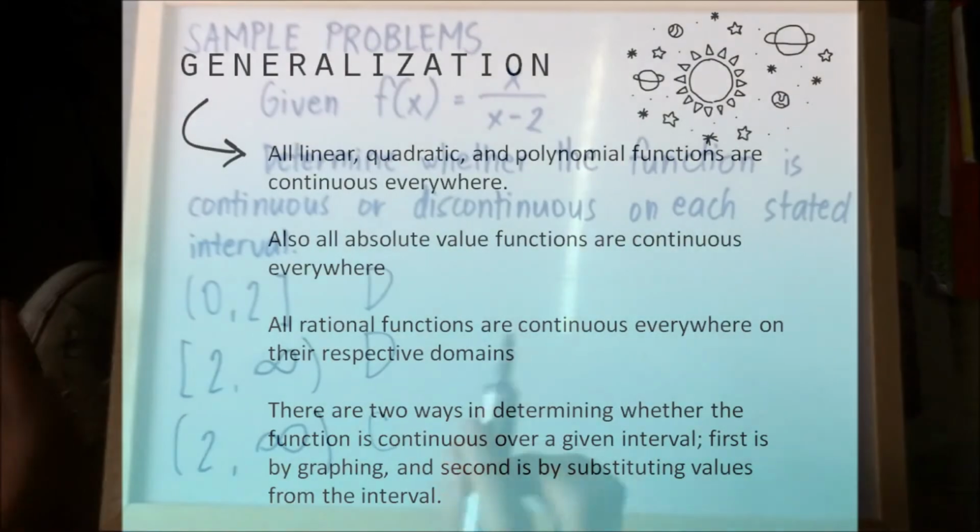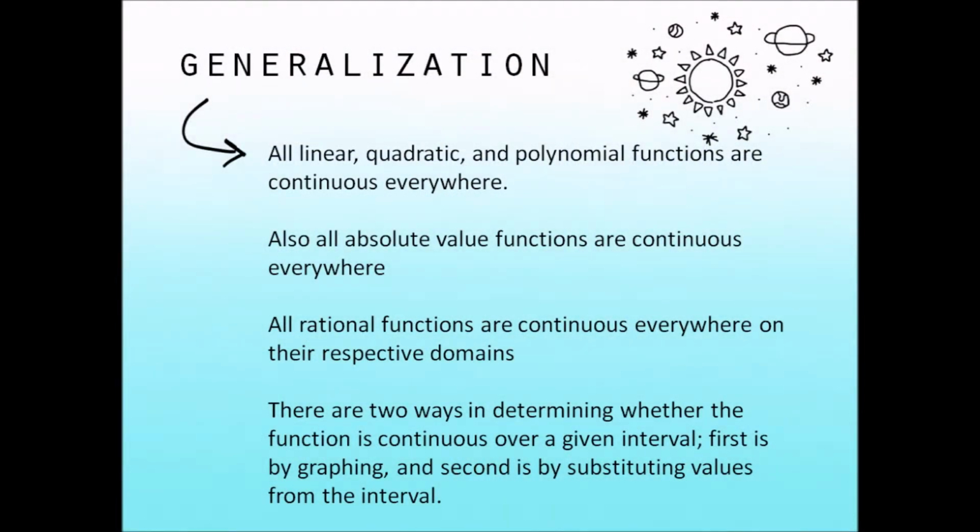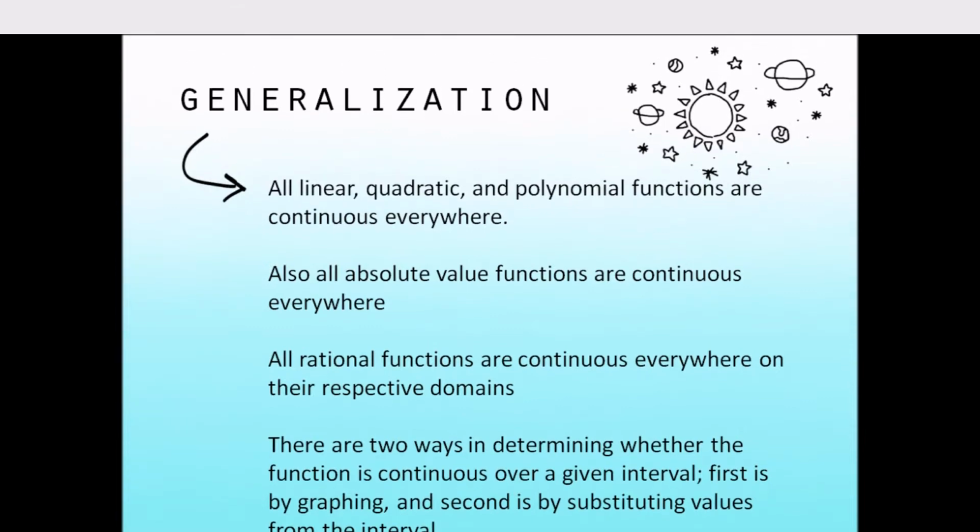But remember, all linear, quadratic, and polynomial functions are continuous everywhere. Also, all absolute value functions are continuous everywhere. Third, all rational functions are continuous everywhere on their respective domains. Lastly, there are two ways in determining whether the function is continuous over a given interval. First is by graphing, and second is by substituting values from the interval.